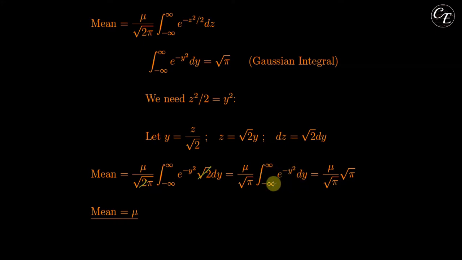Then this one is the same as this one, so the value of this integral is square root of pi. Then we can cancel out this square root of pi and square root of pi, and what we're left with is mu. Now this is our mean, which is equal to mu.